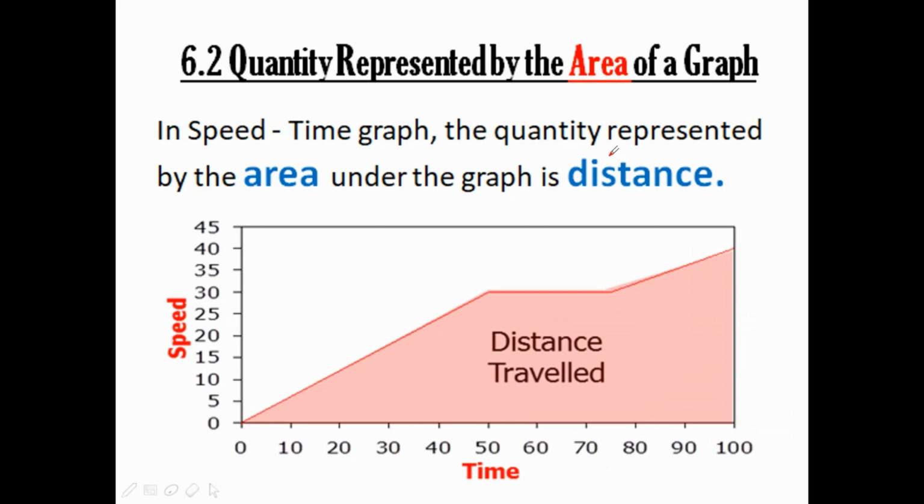Quantity represented by the area of the graph. For this section, we only use one type of graph, which is speed against time. For a speed against time graph, the quantity represented by the area under the graph is distance. So for example, here we will have a speed against time graph. If we find the area under the graph, then this area is represented by the distance traveled.